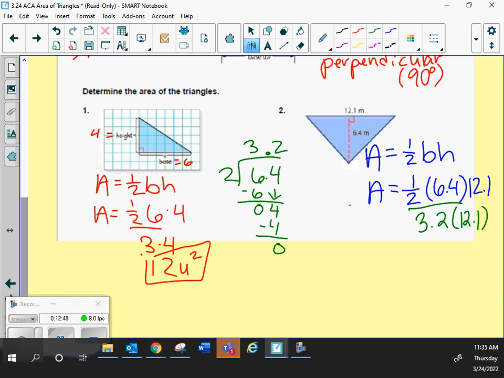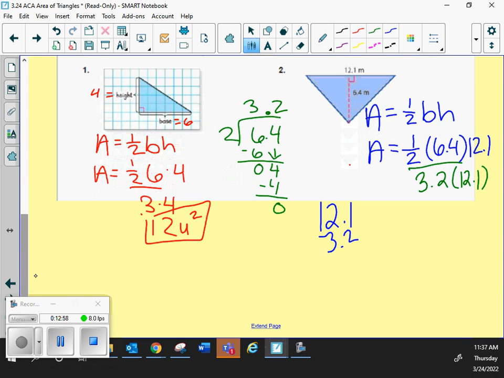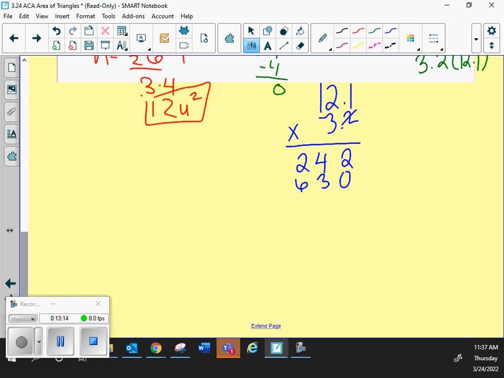Ready, set, math. I'm going to put 12.1 on top because it's the longer number. Ooh, people are talking. That's 3.2. Okay, help me out. 1 times 2 is 2. 2 times 2 is 4. And 1 times 2 is 2. When I'm done with the 2, I put a 0. 1 times 3, 2 times 3, 1 times 3, 3. Add it all up. I get a 2, a 3. I move my decimal twice. Awesome job. Okay, so I get 38.72.